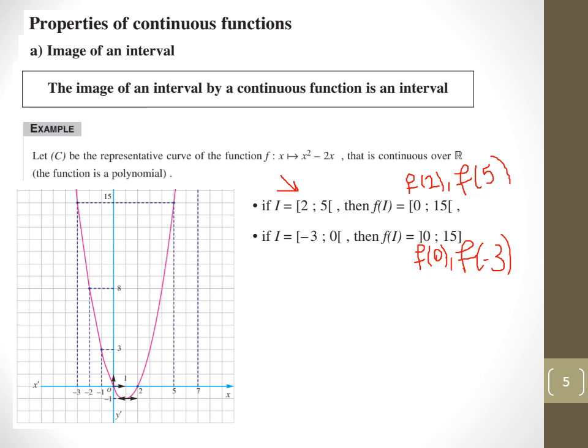How can I find these numbers? I just replace the 2 in the function, so we get 0. Then I replace the 5 in the function, we get 15. So if it's increasing from 2 to 5, then its image is from 0 to 15.